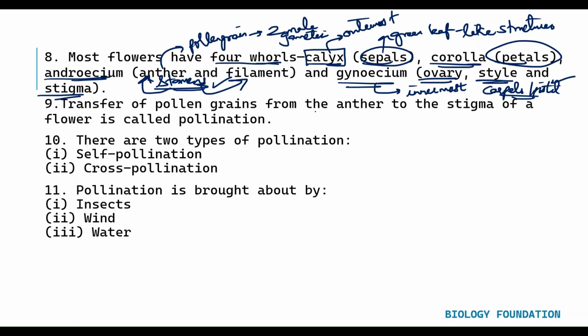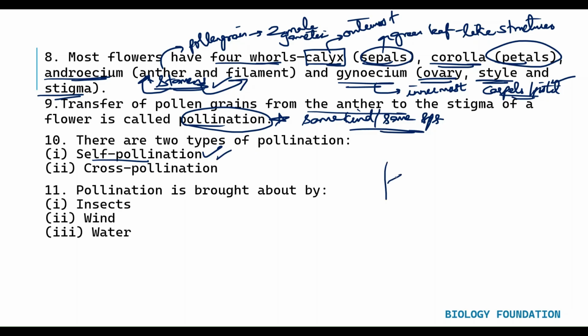The female reproductive organ is the carpel or pistil. The transfer of pollen grains from the anther to the stigma is called pollination, and this must happen between the same kind of plant or the same species. That is a must. Okay. And there are two types of pollination: self pollination. What is self pollination? When the pollen grains of an anther from a flower fall on the stigma of the same flower within the same plant, then it is called self pollination.